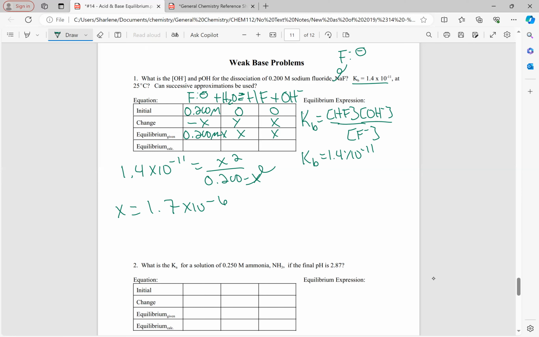All right, what is x? X, in this case, happens to be the HF and the OH. So 1.7 times 10 to the minus 6th molar, 1.7 times 10 to the minus 6th molar. And shouldn't I check that and make sure it was valid? Yes. So let's just do a quick check.